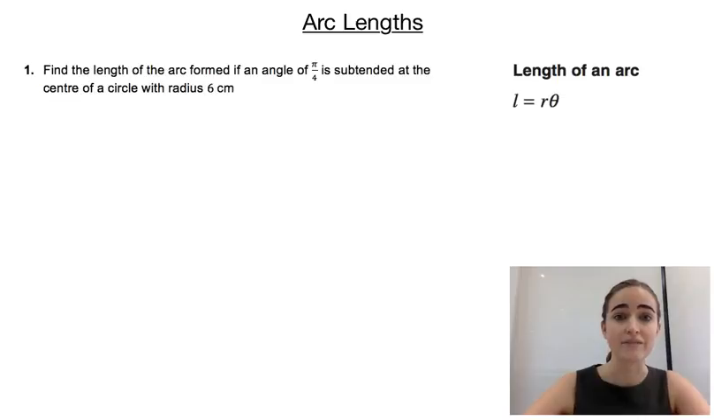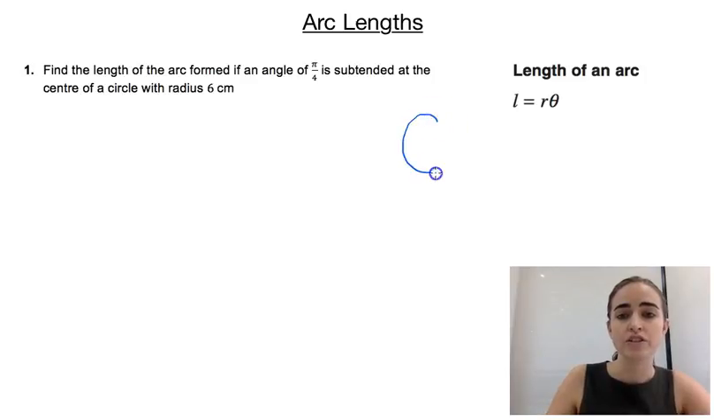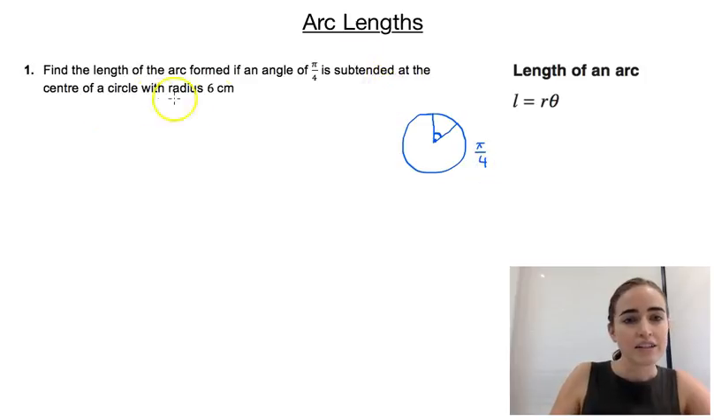All right, so let's have a look at an example. Our first question asks us to find the length of an arc formed if an angle of pi over 4 is subtended at the centre of a circle with radius 6. You don't have to draw a diagram, but just so we can visualise it, we've got our circle here. We've got an angle of pi over 4. Now pi is 180, so pi over 4 would be equivalent to 45 degrees, just so we can get an idea of how big it is. So that's our angle in there of pi over 4. It's extended with radius 6, so that's our 6 along there. And we're finding the distance from this point to this point along here, so that arc length there.